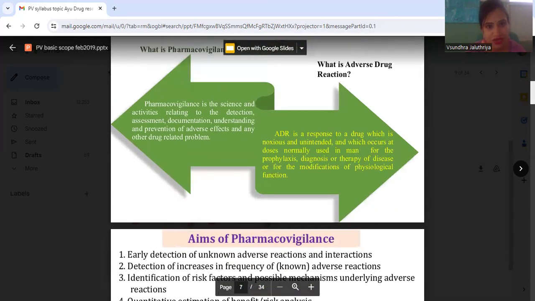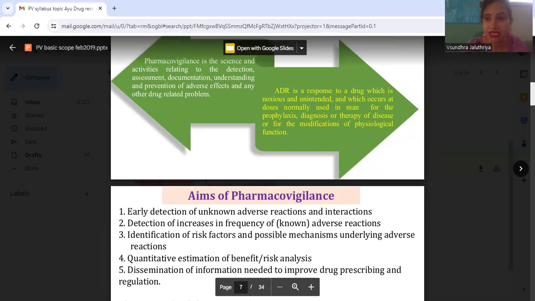First of all, what is pharmacovigilance? Pharmacovigilance is the science and activities relating to the detection, assessment, documentation, understanding, and prevention of adverse effects and any other drug-related problems. What is an adverse drug reaction? ADR is the response to a drug which is noxious and unintended, and which occurs at doses normally used in man for prophylaxis, diagnosis, and therapy of disease or for the modification of physiological functions.